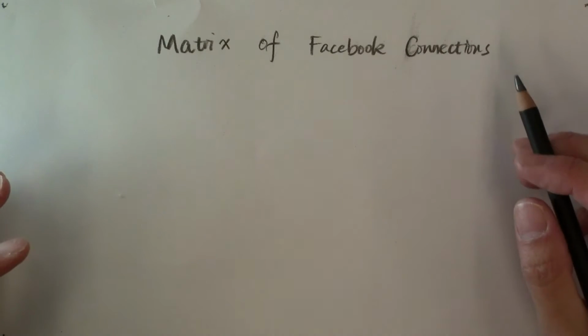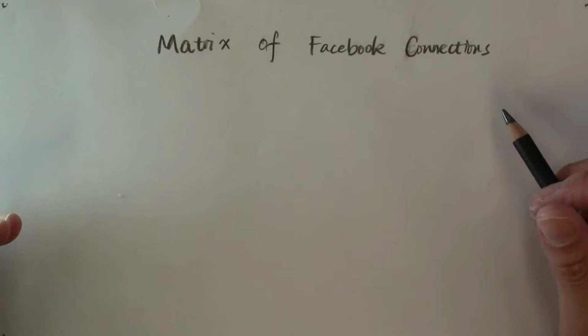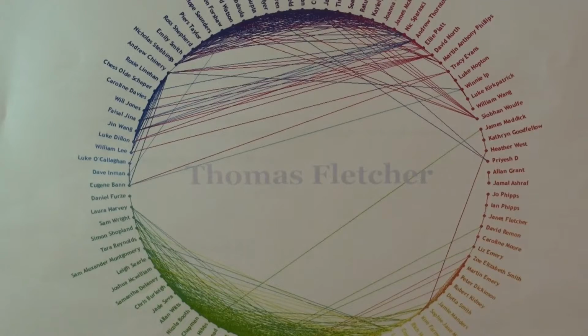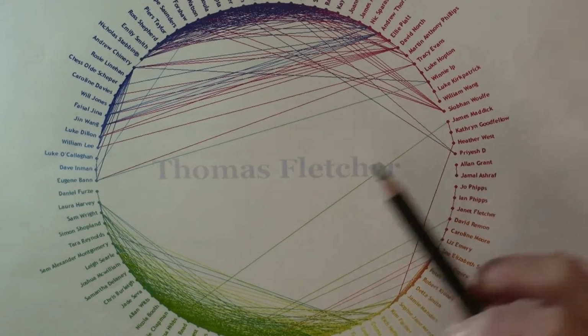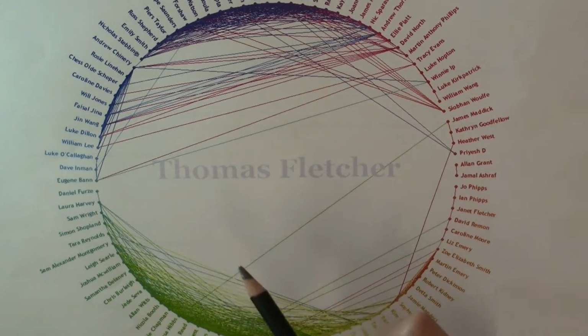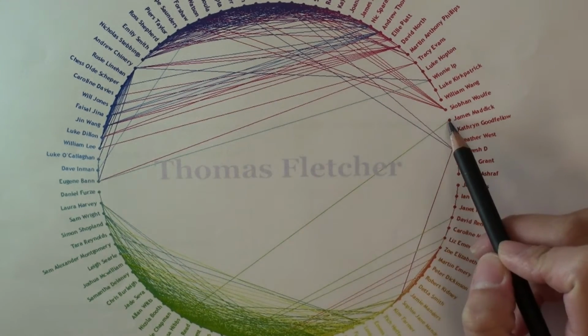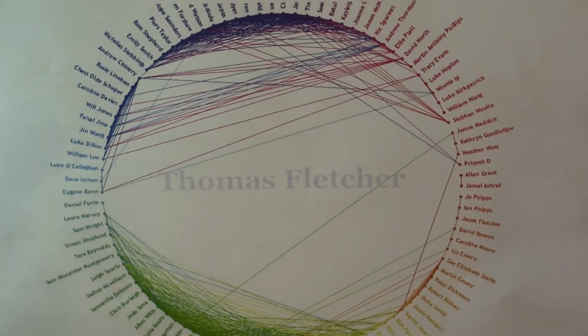For example, you can use matrices to represent your Facebook connections. I'll show you how. You've probably seen one of these Facebook friend wheels. Each node in this picture stands for a Facebook friend of this person named Thomas, and each line shows a Facebook connection between his friends. You can turn this into a matrix.